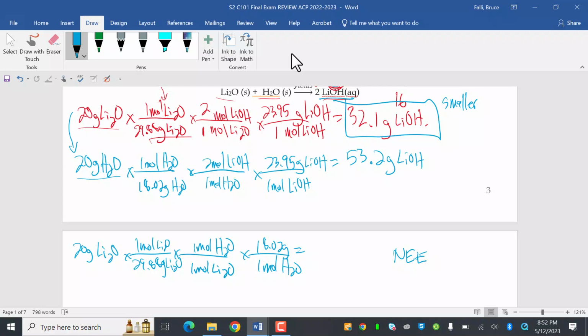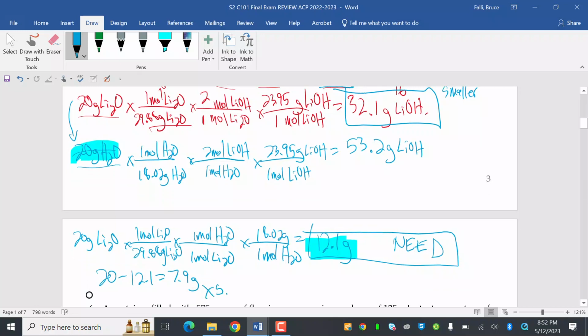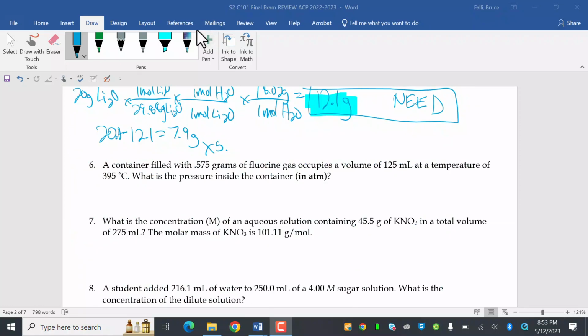20 divided by 29.88 times 1 divided by 1 doesn't do anything, times 18.02. And this number had better be less than 20. And it is. I need 12.1 grams is what I need. It told me I have 20 grams. Oh, nice job highlighting. It told me I had 20 grams. I only need 12.1. 20 minus 12.1, 7.9 grams excess. This is the correct number of significant figures because this was 20.0, and you round to the same number of decimal places.